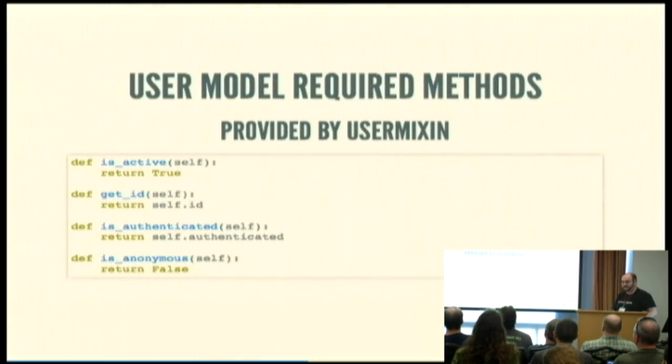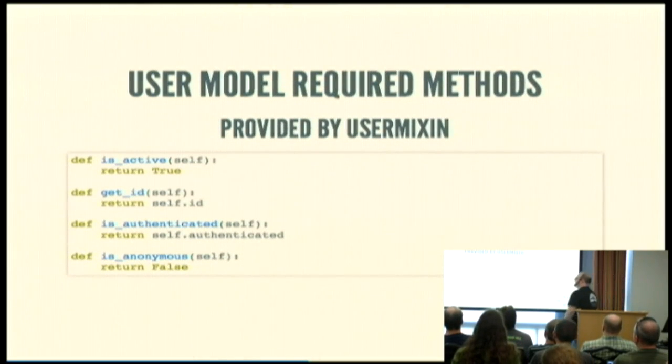Now, I talked about UserMixin. What UserMixin is effectively providing is: is the user active? Can I get its ID? Is it authenticated? And is it anonymous? Right? That's the function. Pulling in UserMixin is basically doing these four things for us. It's going to answer those four questions when Flask asks.